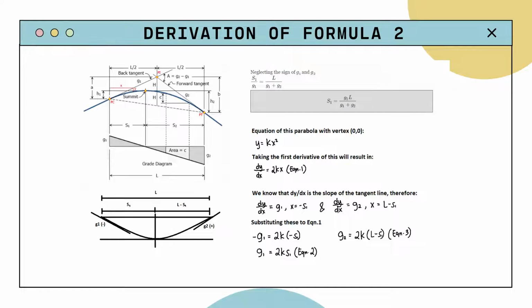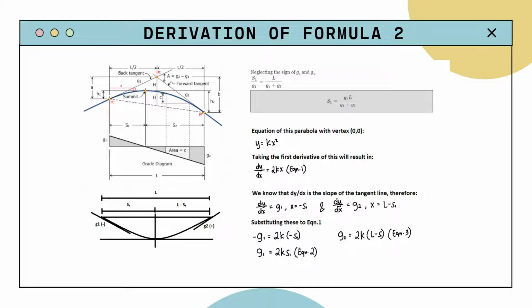For our next formula, we neglect the signs of G1 and G2 in order to get the formula S1 equals G1 times L all over G1 plus G2. First, we have the equation of our parabola, y equals kx squared. Obtaining the first derivative, we get dy over dx equals 2kx. Since dy over dx is the slope of the tangent line, we have dy over dx equals G1 and x equals negative S1. It's negative because it is going to the left side of the reference point or the vertex.